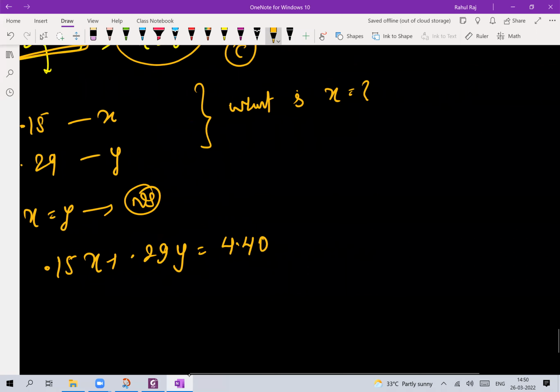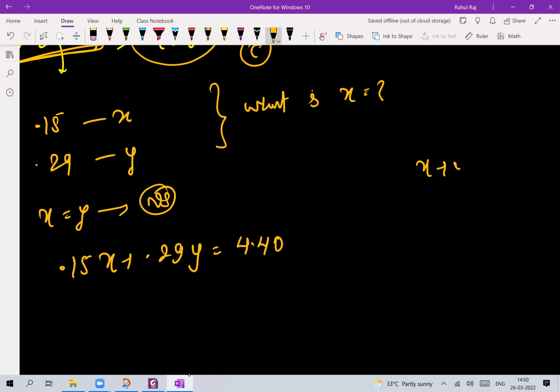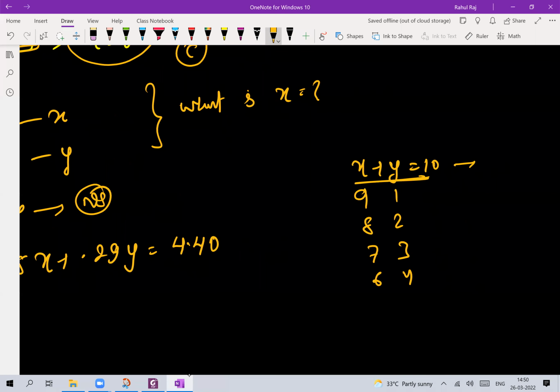Now imagine if I say X plus Y is equal to 10 and ask you the value of X. You can send me multiple values. It can be 9 and 1, it can be 8 and 2, 7 and 3, 6 and 4. So if I give you X plus Y is equal to 10 and ask you the value of X, you will straight away say this is not sufficient because there are multiple values.